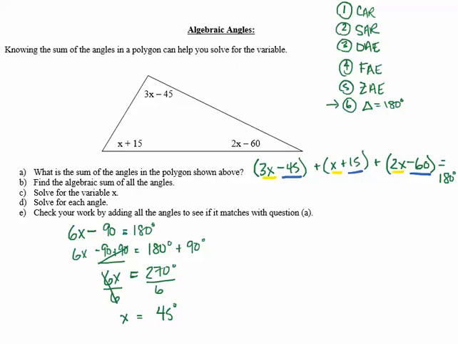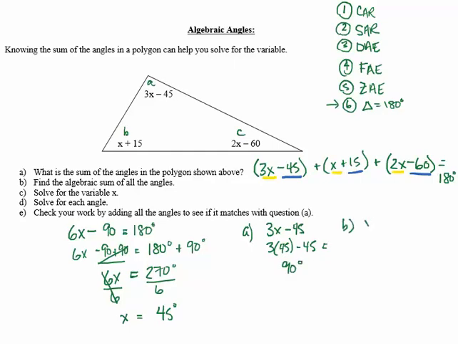Well, that doesn't really give me the angles, it gives me the value of x. So now we need to actually put this number back into these angles to find out what these three angles are. So let's label this A, B, C. Let's start with angle A. Angle A was 3x minus 45. So I replace x with 45, so 3 times 45 minus 45. So 3 times 45 is 135, minus 45 is 90.